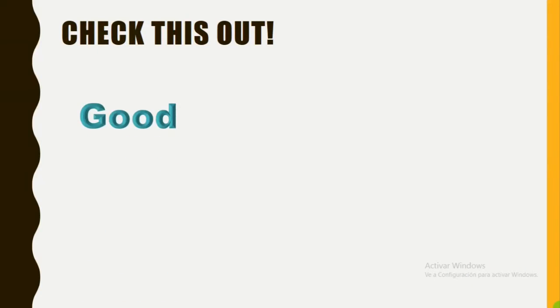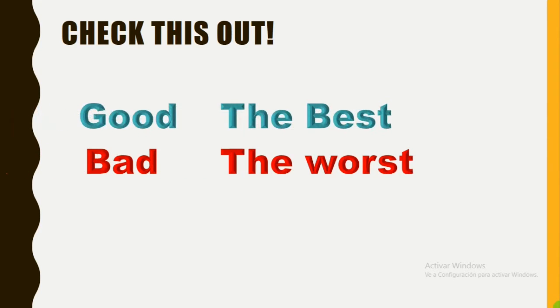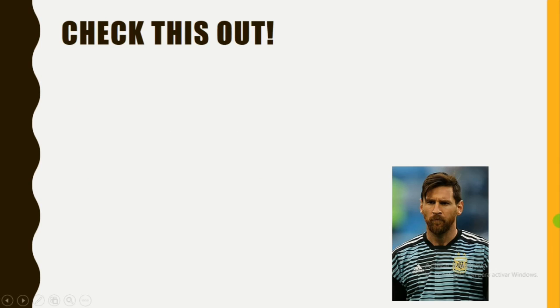Check this out. We have irregular adjectives like we saw in the comparative. Remember, we have good and bad. In the case of good and bad, when we want to refer in the superlative form, we say good, the best, and bad, the worst. Traducido sería lo mejor de lo mejor o lo peor de lo peor, right? When we compare in superlative form. So now let's see some examples.